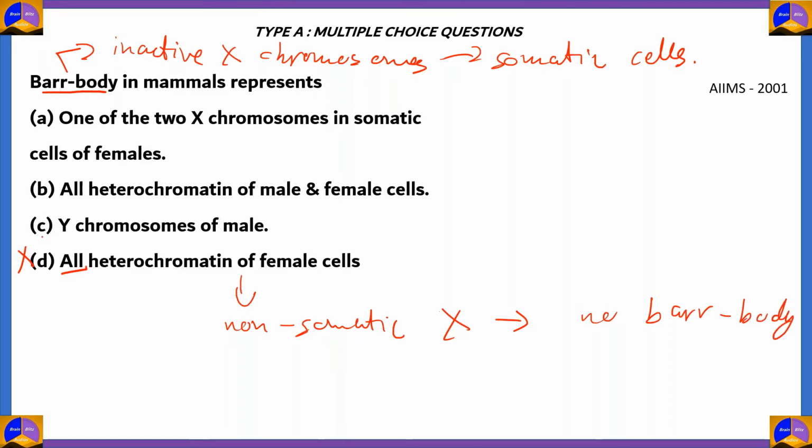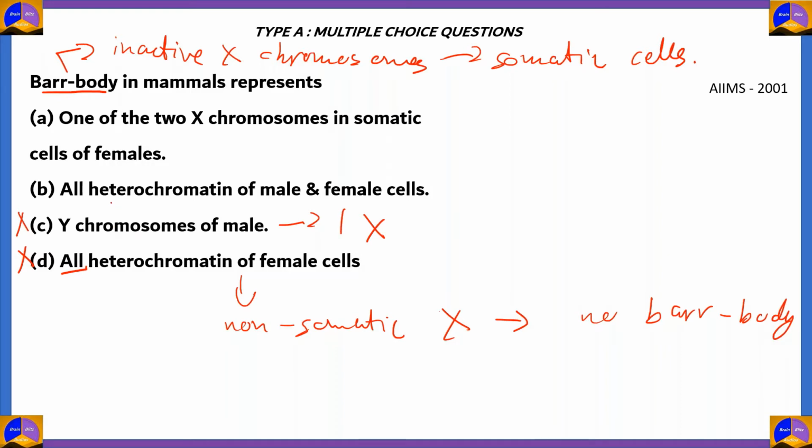What about option C, Y chromosomes of male? This is incorrect. Bar bodies are inactive X chromosomes. A male has only one X chromosome and a Y chromosome as well. So option C is incorrect. So bar body is not representing Y, it represents X chromosomes.